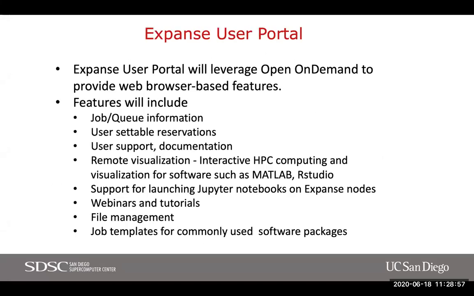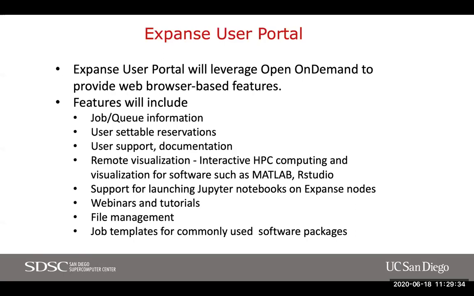One other new thing from the user side is that you would have an Expanse user portal that will come online when the machine comes up. It will leverage Open OnDemand to provide browser-based features. Some of the features that are part of Open OnDemand, and that we've been working to set up in our environment, are job and queue information, user-settable reservations, and some of the documentation and support tasks can be in there.